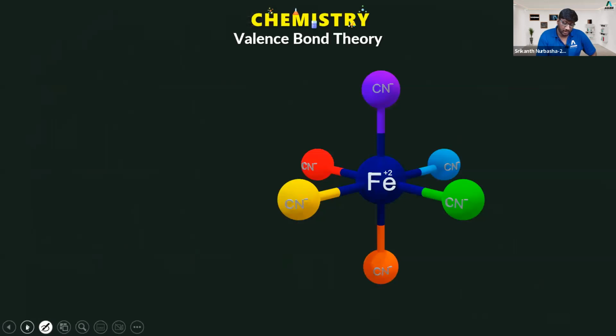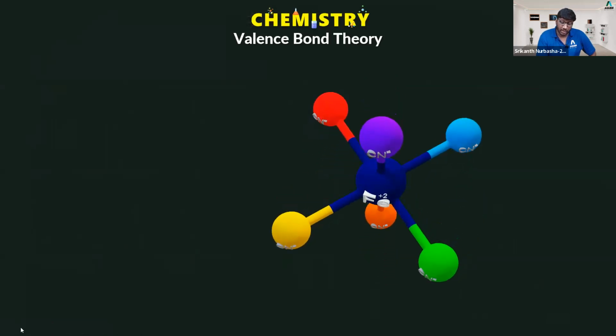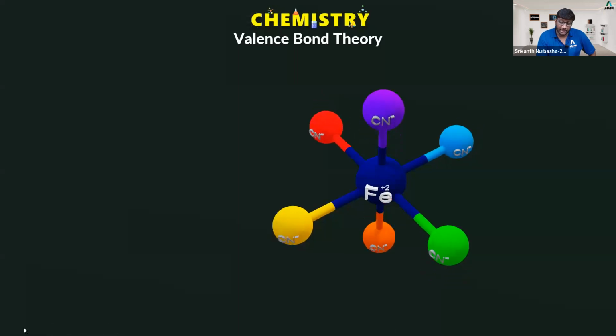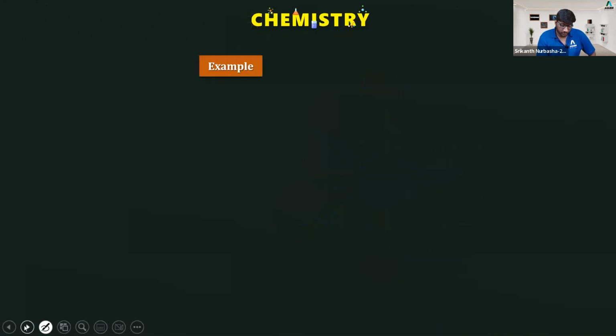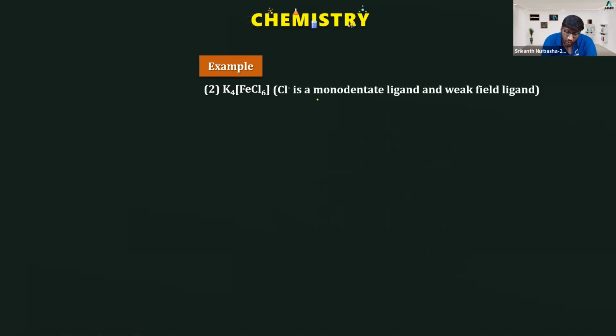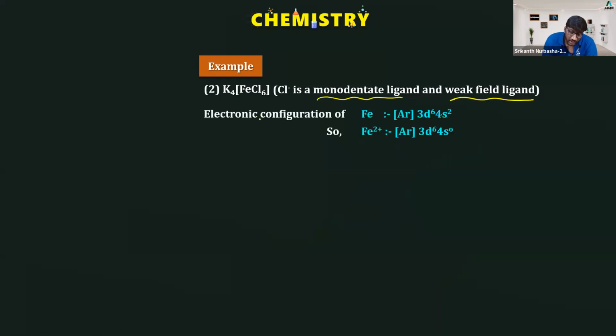So this is your K4[Fe(CN)6]. The Fe plus 2 ion will have coordinate bonds with the 6 cyanide ions, and you have 4 K plus ions as the counter ions. Next example, K4[FeCl6]. In the same way, first write the electronic configuration of iron. Cl minus is what type of ligand? Monodentate and weak field. Weak field ligand means no pairing will occur. Electronic configuration of iron: argon 3d6 4s2, Fe plus 2 will be argon 3d6 4s0, because we have removed 2 electrons from the Fe.